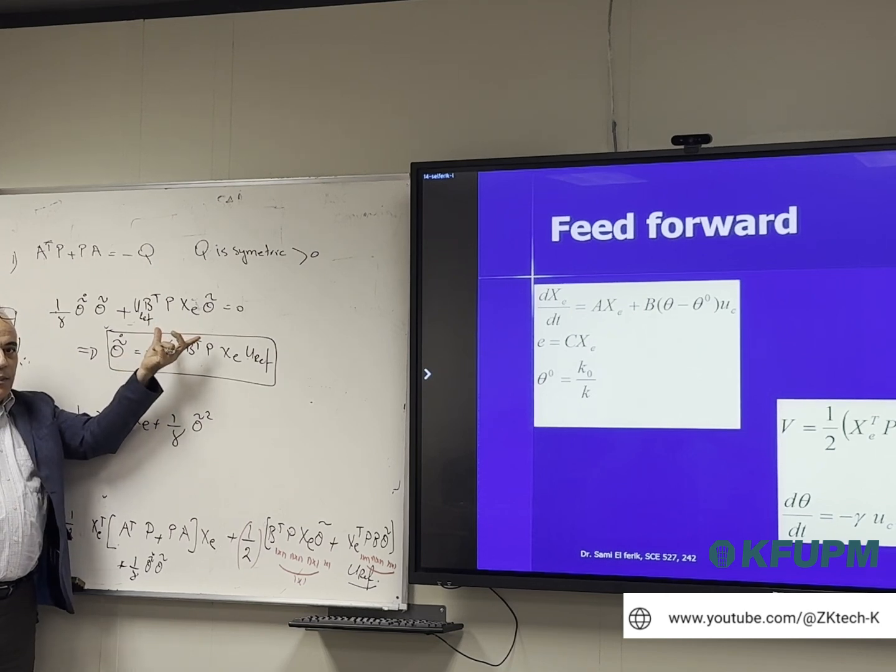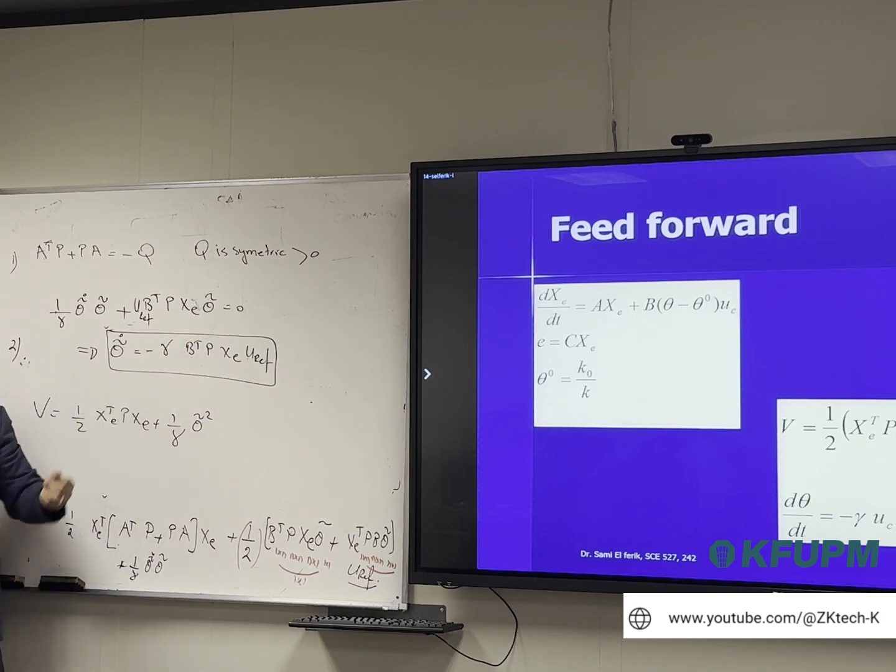Everybody understand what I'm saying here? But we said that θ prime will be equal to zero if V is equal to zero. If V is equal to zero, θ prime is equal to zero. What does θ prime equal to zero mean? It means θ is constant. θ̃ is constant. Not that the error is zero. The error is constant. What you want is that the constant is zero.